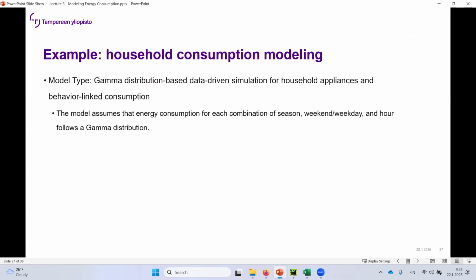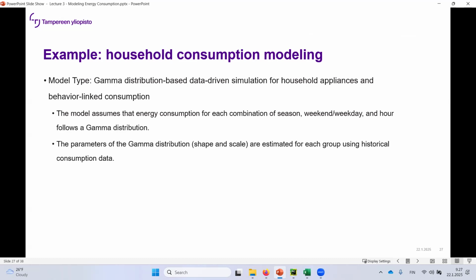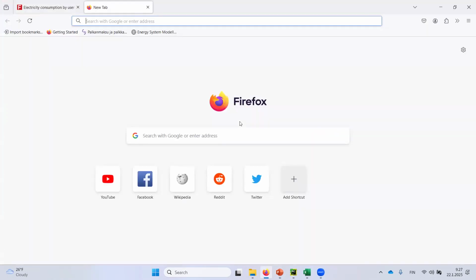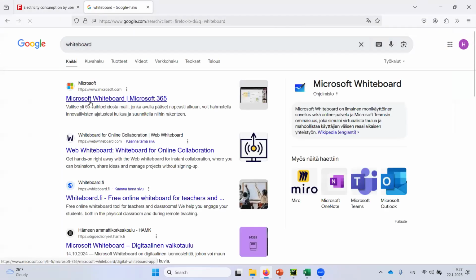The model assumes that energy consumption for each combination of season, weekend, and hour follows this gamma distribution, because that's something I saw in my consumption patterns, that this gamma distribution could be utilized. It wasn't a normal distribution. There were some tails, edges towards the sides. Parameters of the gamma distribution, shape and scale, are estimated for each group using historical consumption data. So let's see if we can draw it in here on the whiteboard.